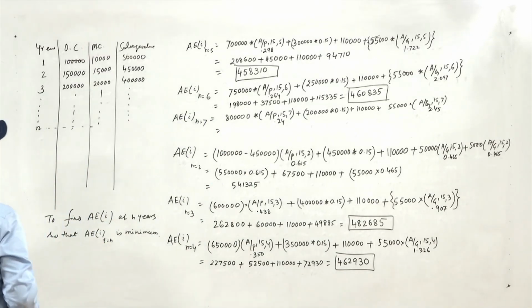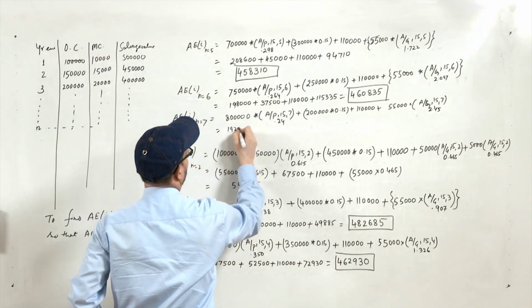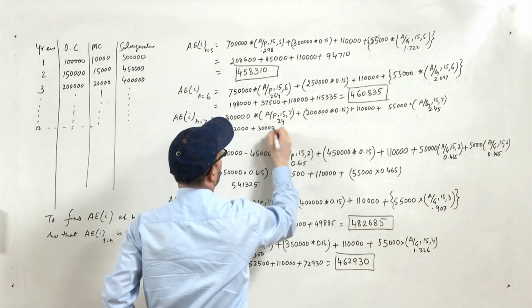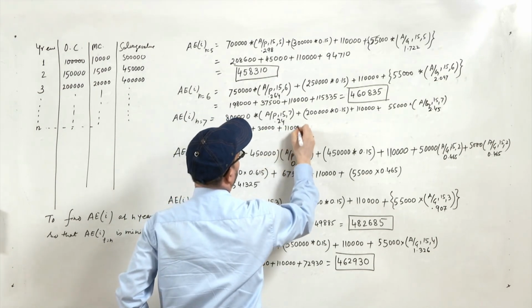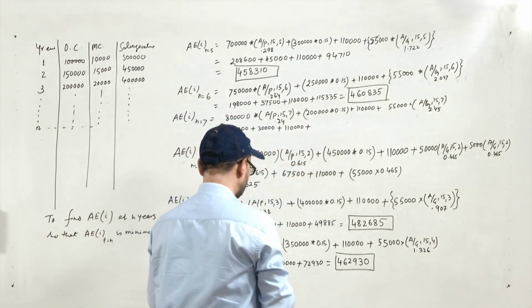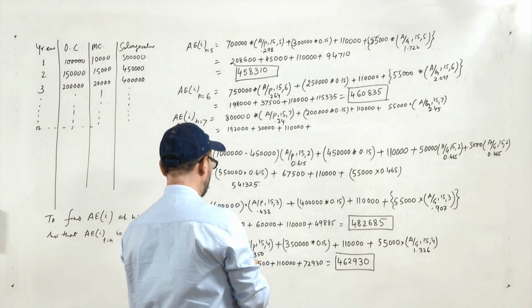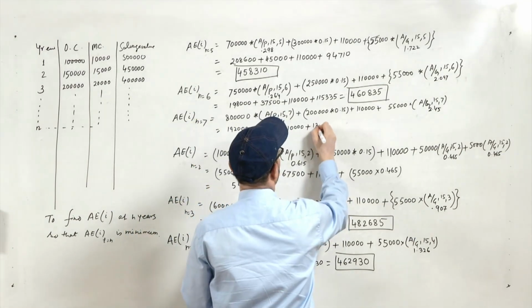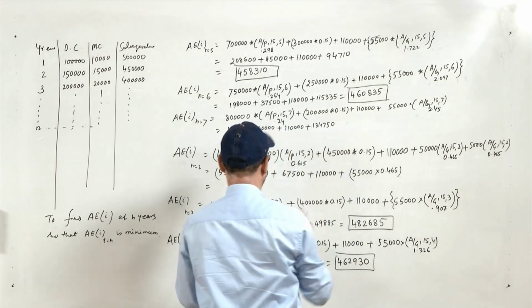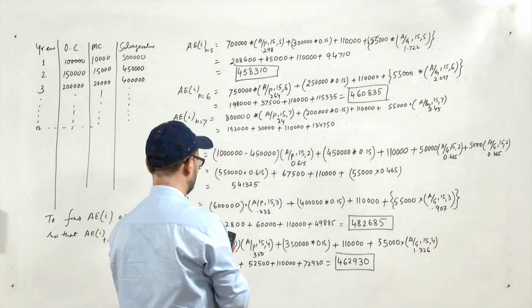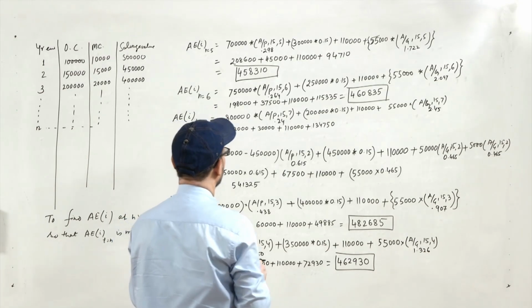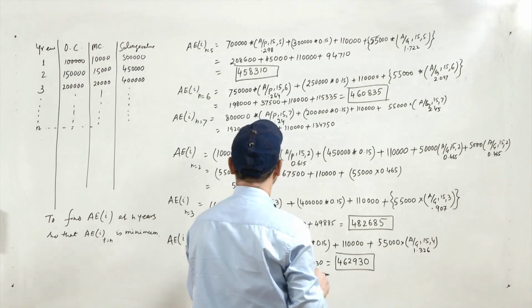So, if you look at that, it will be 1,92,000 plus 30,000 plus 110,000 plus 2.45 times 55,000, which is 134,750. It comes out to be 466,750.